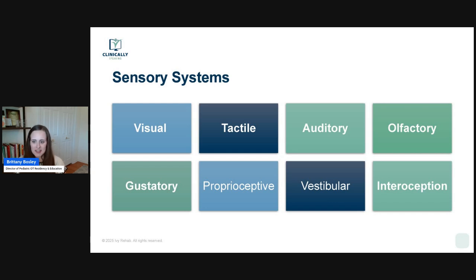So altogether, sensory integration challenges in any of these systems can affect our behavior, our learning, and our social interactions. And so by understanding each of these systems a little bit more, we can better support individuals with sensory processing differences.